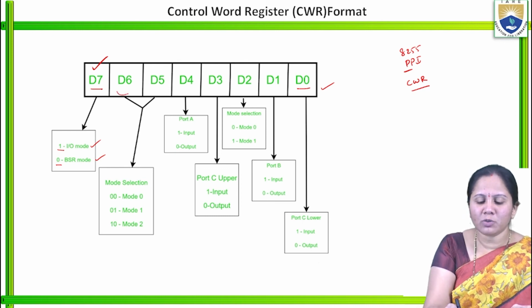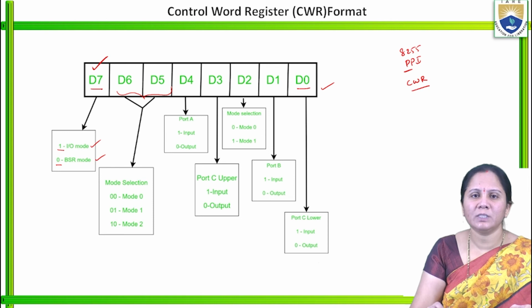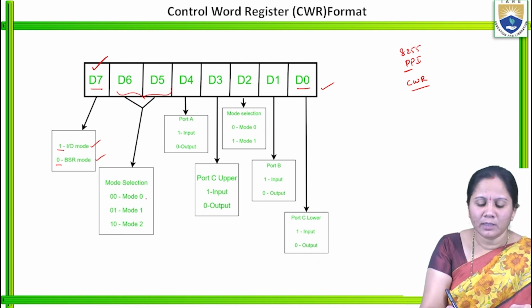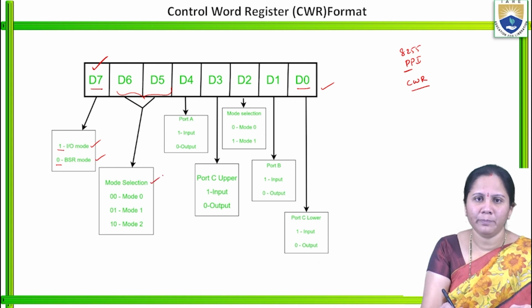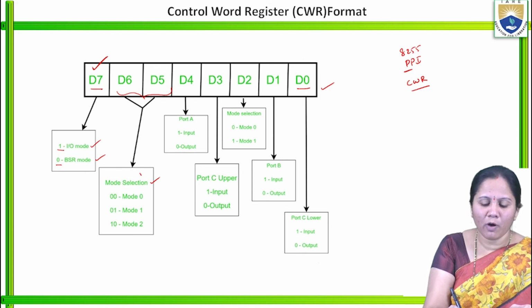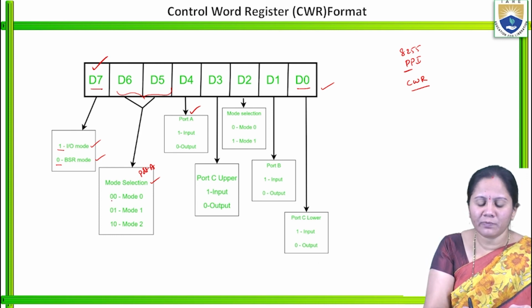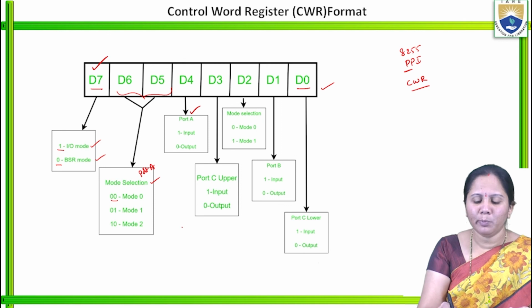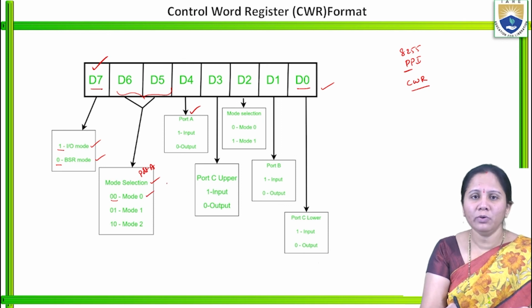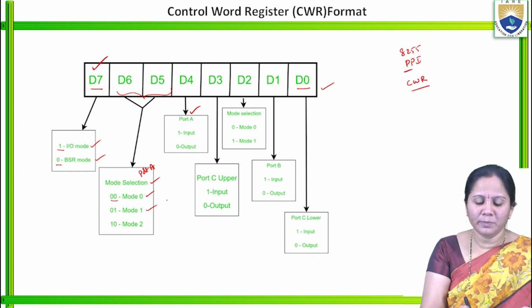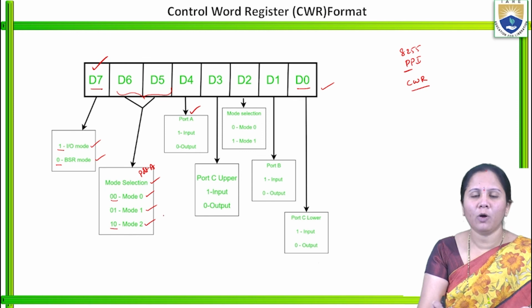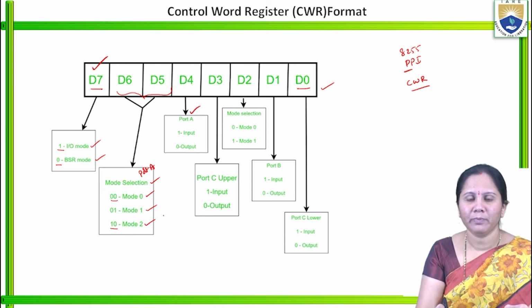Another two bits are D5 and D6, which will decide the mode of operation, especially related to port A. If these two bits are 0, 0, port A will be operating in mode 0. If these two bits are 0, 1, port A will be operating in mode 1. If the two bits are 1, 0, port A will be operating in mode 2.